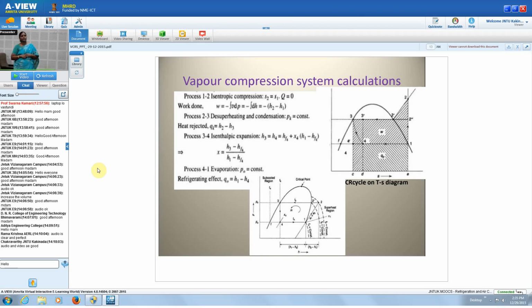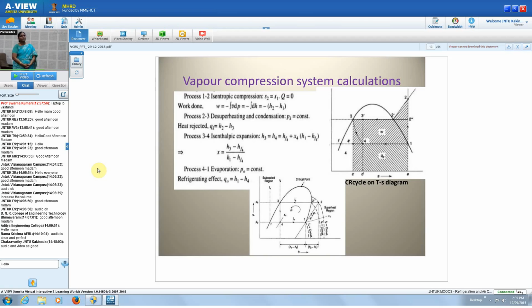So from that you can find out the COP, that is the ratio of the refrigerating effect to the compressor work. So refrigerating effect is H1 minus H4 per kg of the refrigerant, and the work input to the compressor is again H2 minus H1. Okay. So H2 minus H1. With that you can find out the COP.